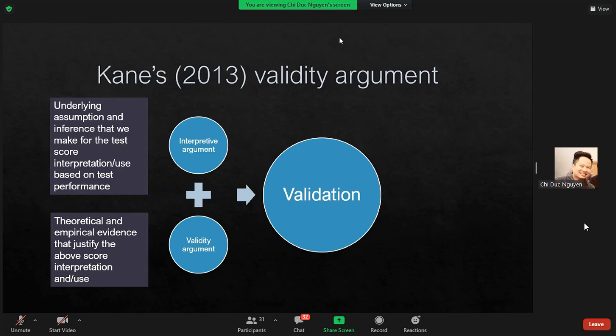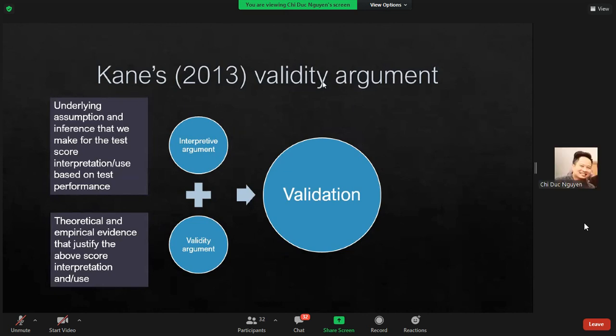Okay. So any questions that you may have on this model over here? Yeah. Is this clear so far? Sorry, I have a question on the validity argument. Please, can you explain it again so that I can catch up with what you meant?